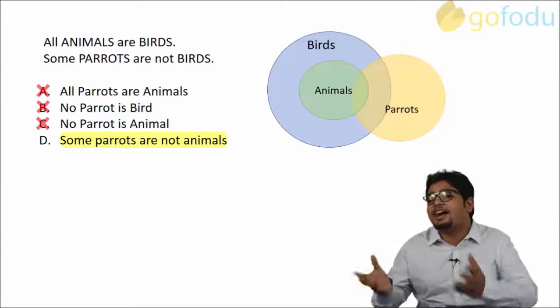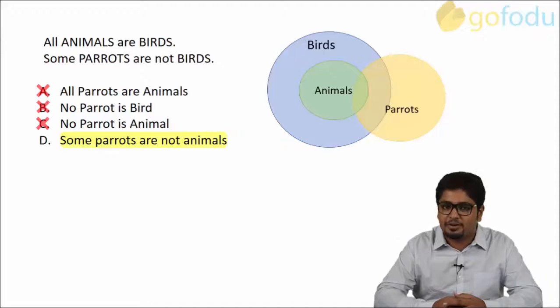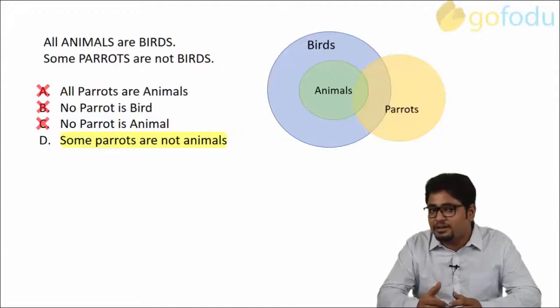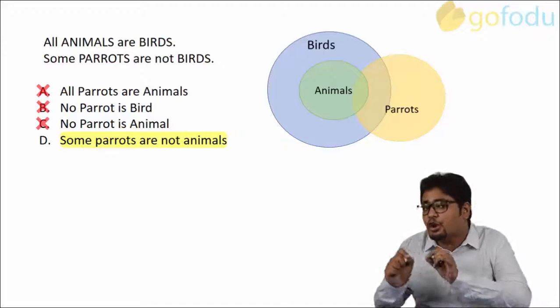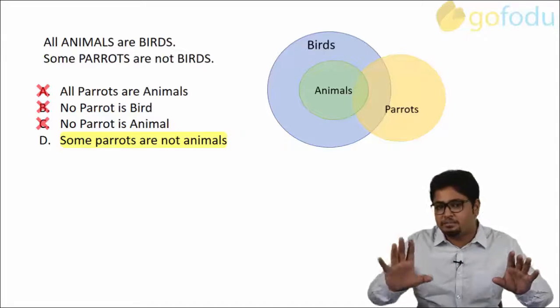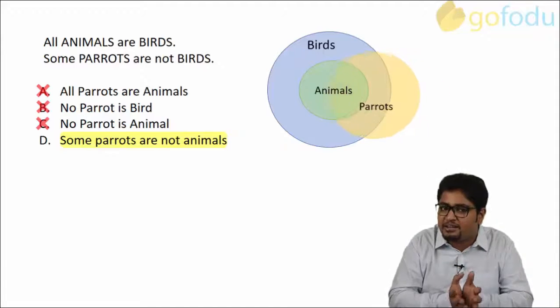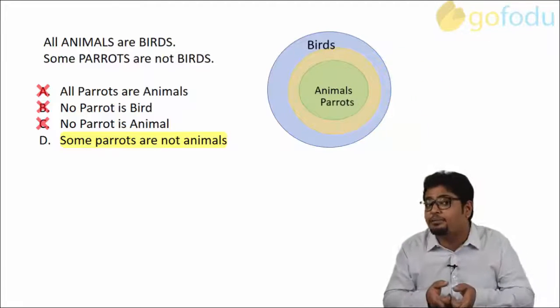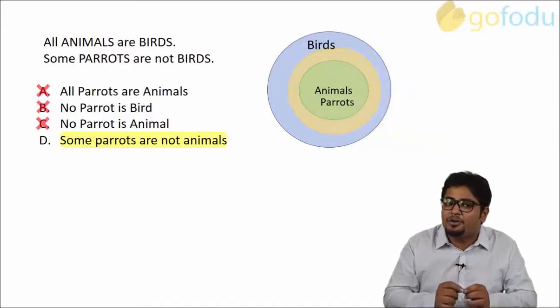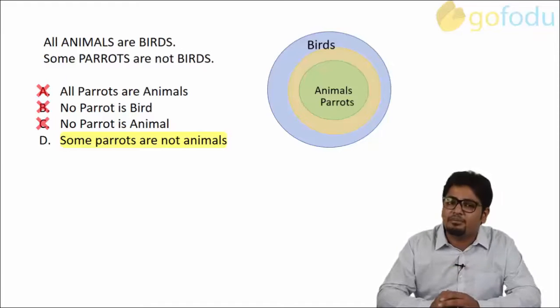Let's check for the maximum overlapping case. Now for maximum overlapping, we have this statement: some A's are not B's. A is parrot and B is animal. So a bigger circle for parrot and animal inscribed in it. Now, is this the correct possible diagram?